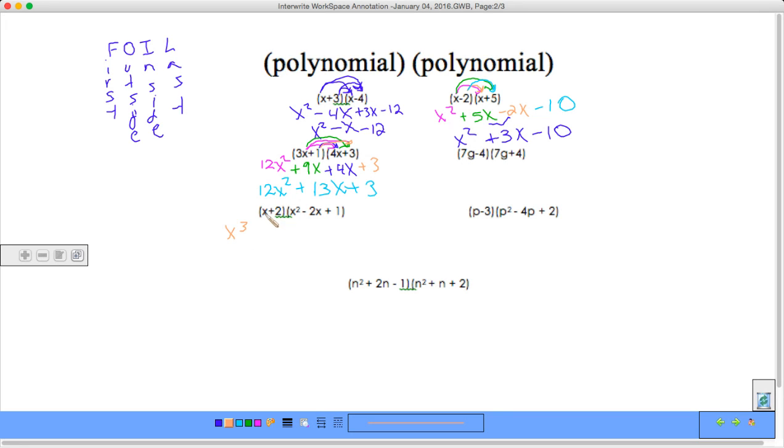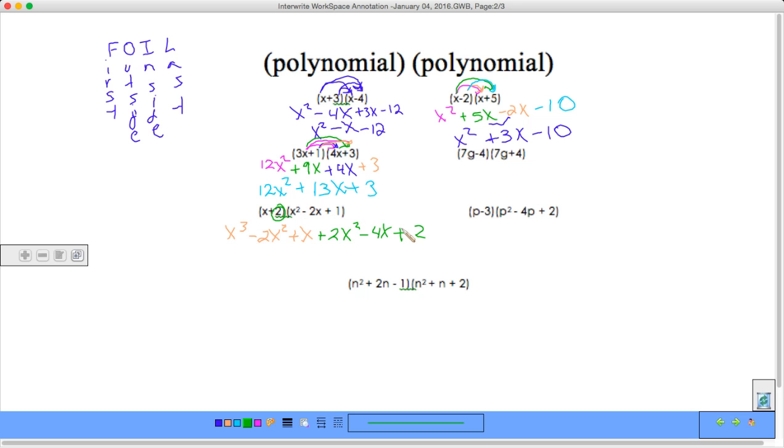Then I'm going to move over and take x times -2x, which gives me -2x squared. And then this term still hasn't been multiplied by the last, so we're going to go x times 1 is x. Then, looking at the second term, now we're looking at just the 2. We're going to take 2 times x squared is 2x squared. Then 2 times -2x is -4x. And then 2 times 1 is 2.